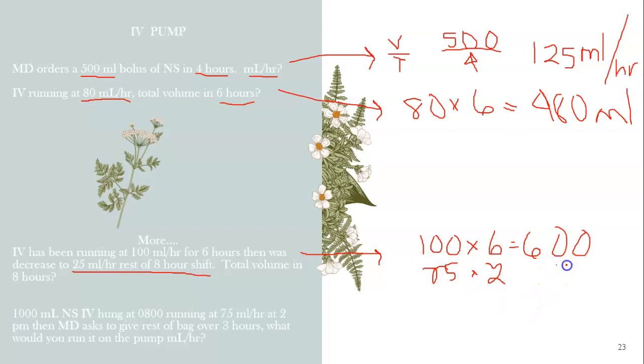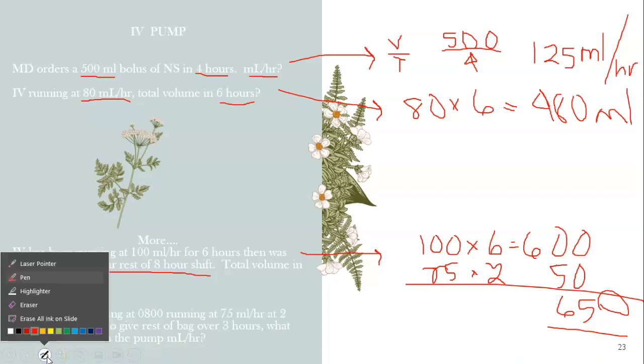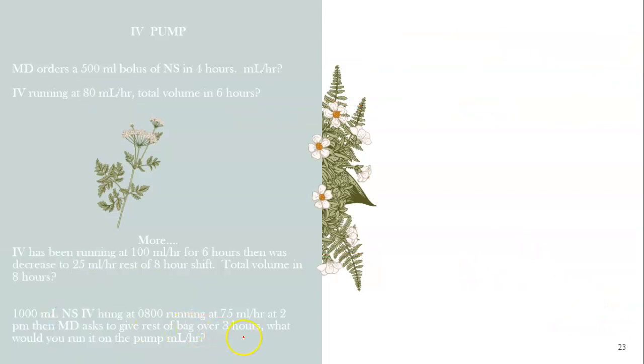So that is 50 mils. That means at the end of my shift, I'm going to go ahead and put on my I&O table 650 in. All right. I'm going to erase just so that we have some extra room here, okay?